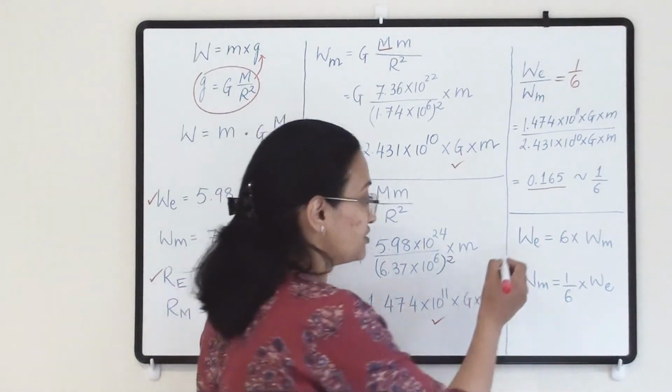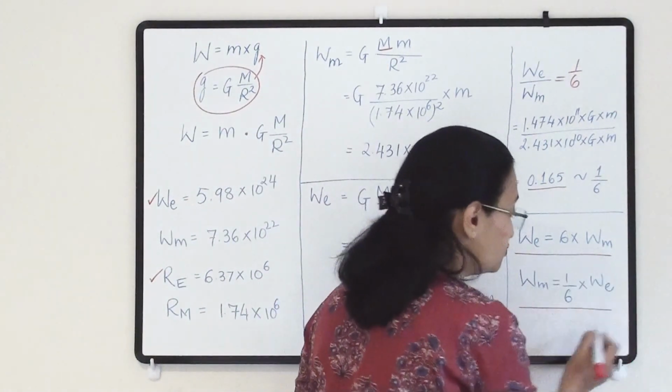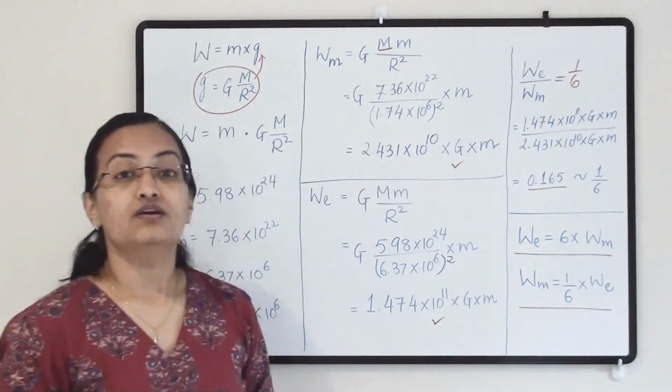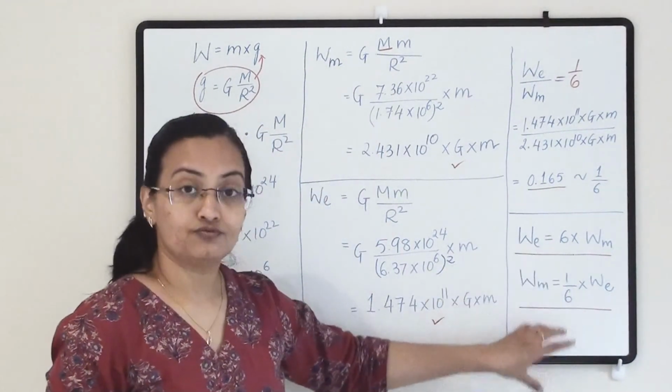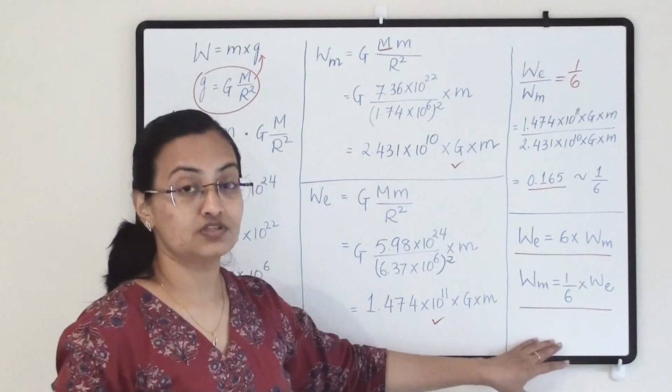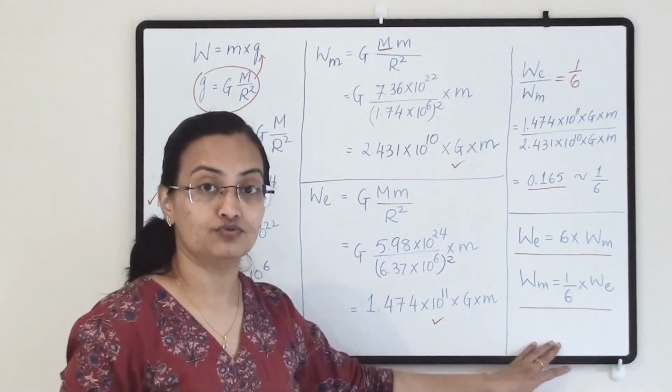So this is the relation between the earth's weight and the moon's weight, and this is due to the gravitational force, as the earth's gravitational force is more and the moon's gravitational force is less.